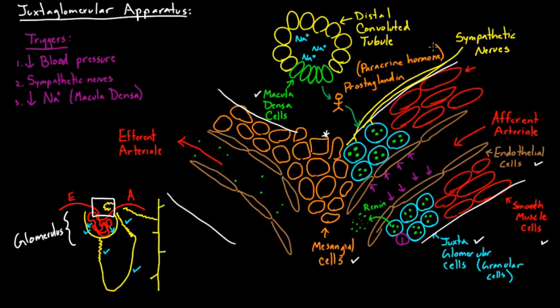So those are the three triggers. Actually, I don't think I've been good about labeling them. This is trigger number 2, and this is trigger number 3. These are the three triggers that will make the renin get released into the bloodstream.